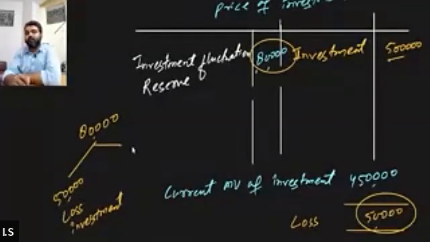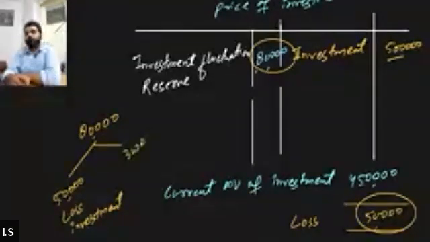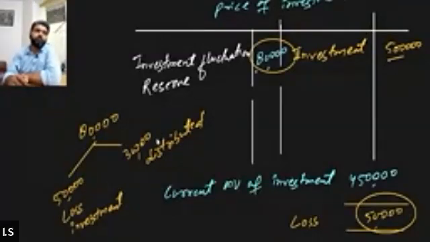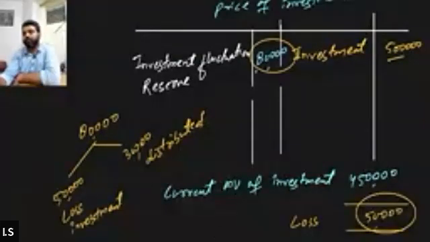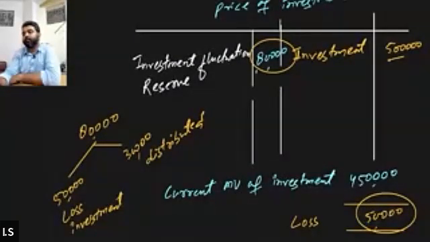But the remaining 30,000, can it be distributed among the partners? Yes or no? Will the partners be able to distribute this remaining 30,000 as profit among themselves in the old profit sharing ratio? Yes or no? Yes, that is what I was telling. Is everyone clear now?